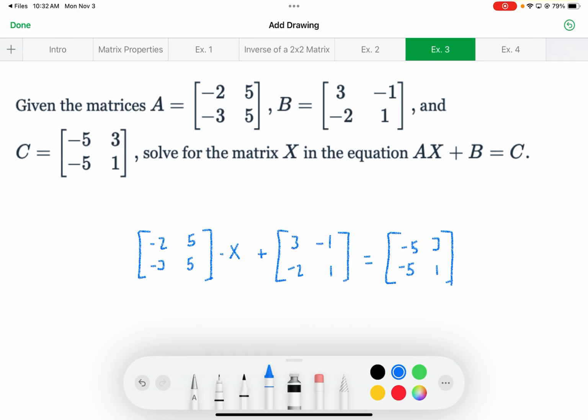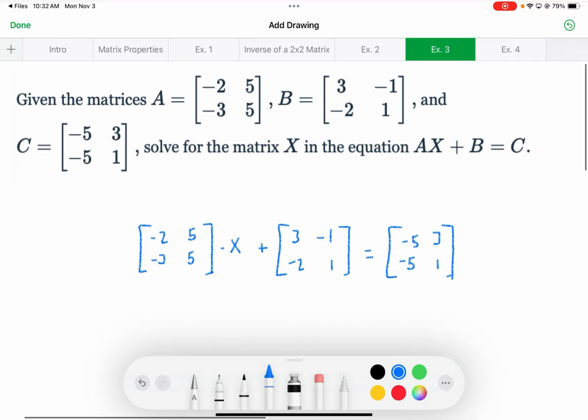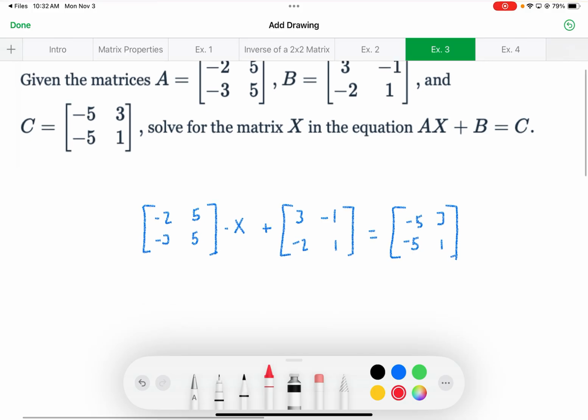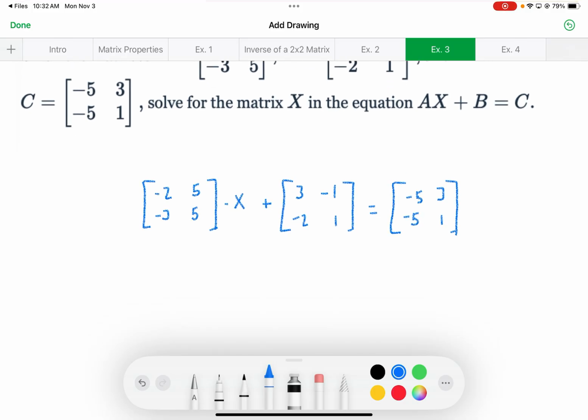All right, so first thing we're going to do is subtract over matrix B. And that's going to lead me to the following. All right, so -5 minus 3 would be -8. 3 minus -1 would be 4. -5 minus -2 would be -3. And 1 minus 1 would be 0.